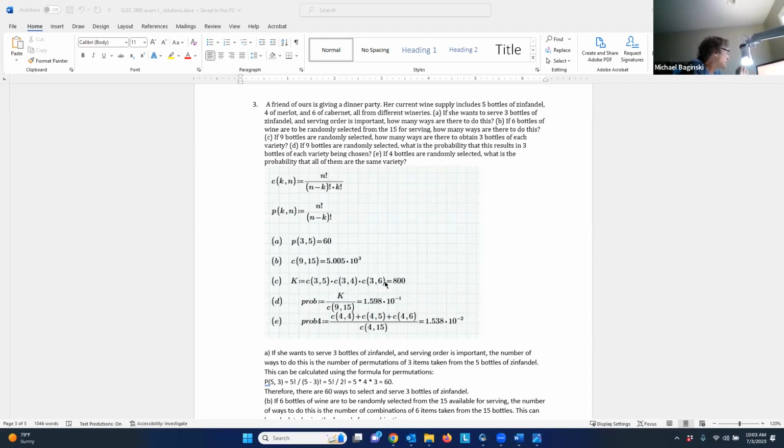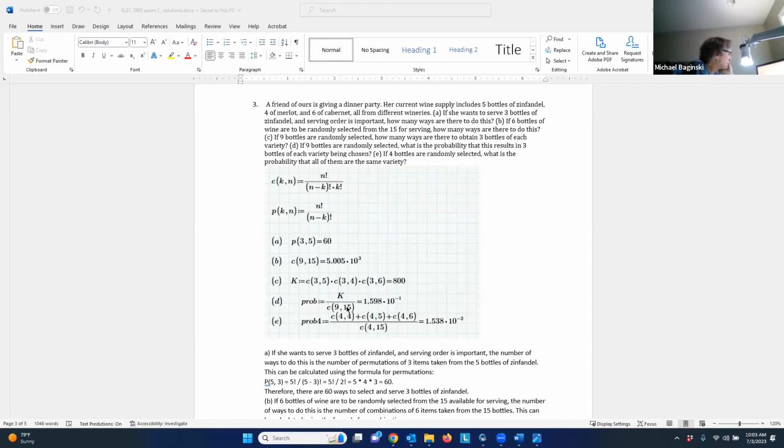So this is multiplicative every time. So there's 800 ways, or 800 different combinations. Finally, part D: if 9 bottles are randomly selected, what is the probability that will result in 3 bottles of each? And that's just the prior one over the combination of 9 from 15. And it comes out to this value.